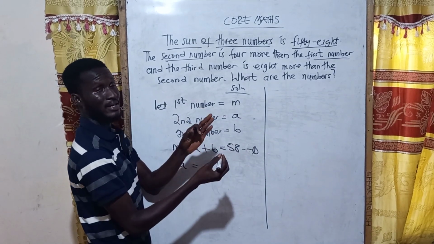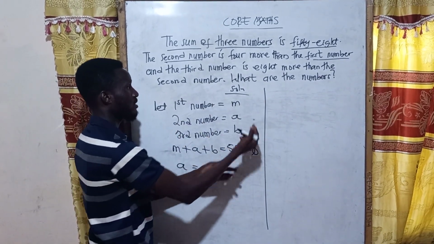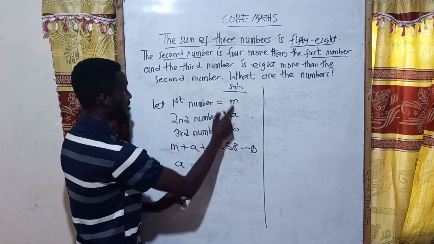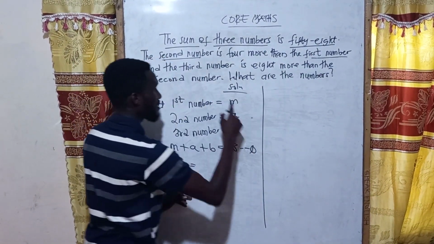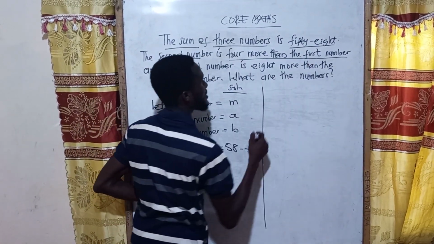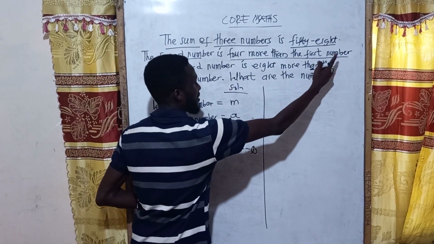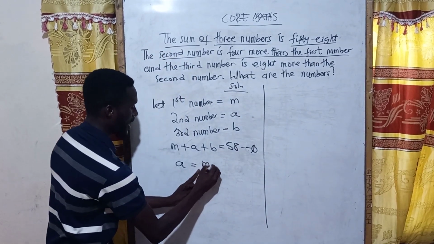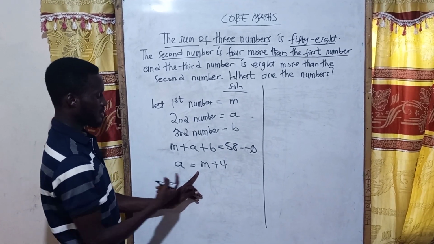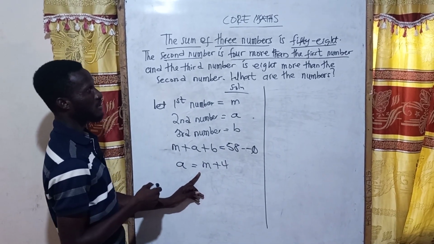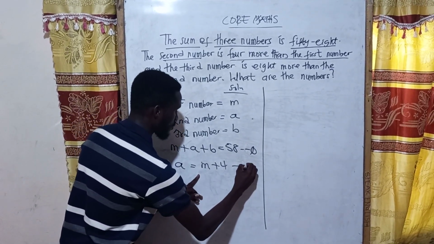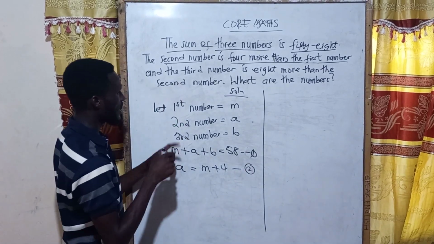We have 2 ways we can write it. But this one, I'm writing it in a direct way. So the second number, which is a, is 4 more than the first. Is means equal to 4 more than the first means addition. 4 added to the first number. The first number is m plus 4. So this is 4 more than the first. It means I have to add 4 to the first number. Let me label this one as equation 2. Now let's move on.